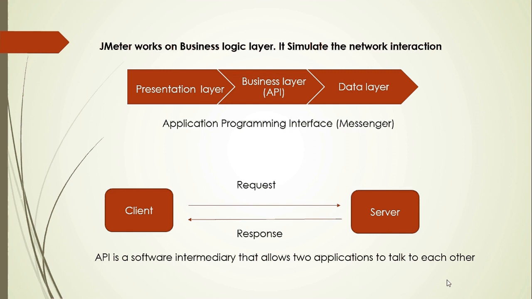So JMeter works on business logic layer. It simulates the network traffic. JMeter will be mostly dealing with an API. Its acronym stands for Application Programming Interface, and in simple terms we can take it as a messenger which takes a request from a client and gets back the response from the server to the client. So API is a software intermediary that allows two applications to talk to each other.